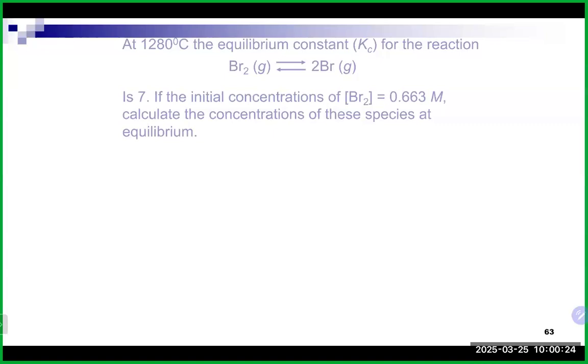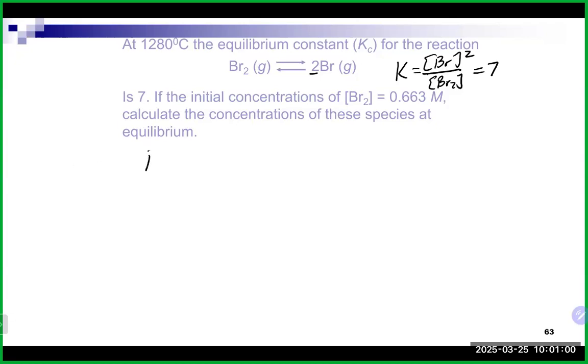So this is a classic ICE table situation. We can write our equilibrium expression, which is our product, Br, squared because of the coefficient, divided by the concentration of Br2, and that's going to equal lucky number 7. We'll see how lucky it is in a second. As I mentioned before, an ICE table is not a bad choice in this class. If you're not sure what to do, an ICE table is a pretty good choice in a lot of the calculations we do.